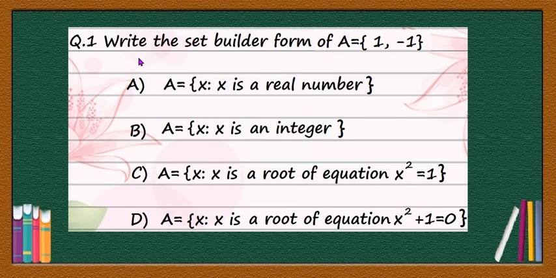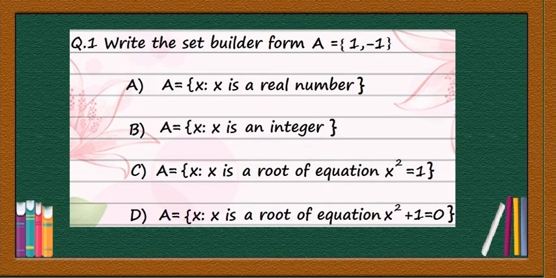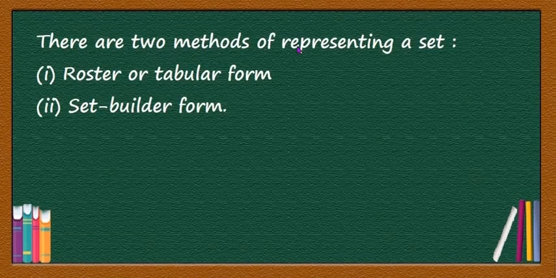Now the question is, write the set builder form of A which is equal to {1, -1}. To answer this question, you should have the knowledge of set builder form and roster form of a set. There are two methods of representing a set: roster or tabular form, and the second one is set builder form.